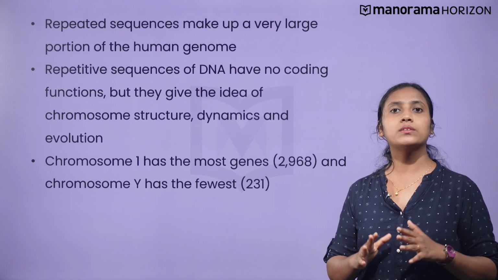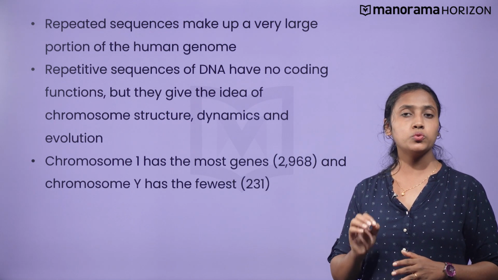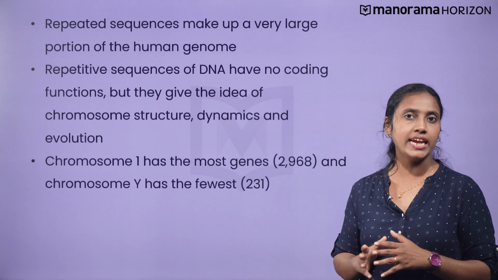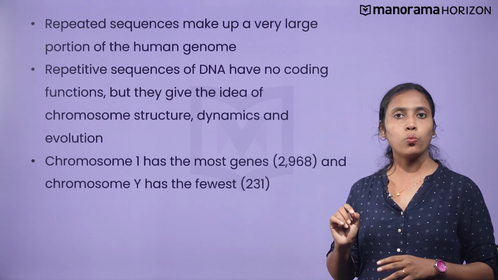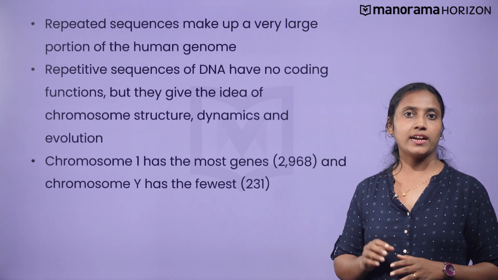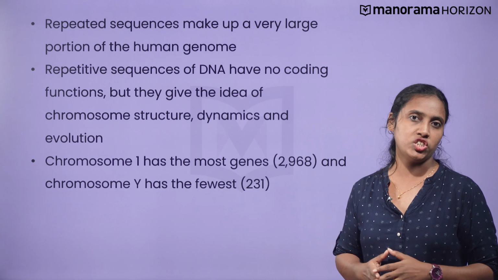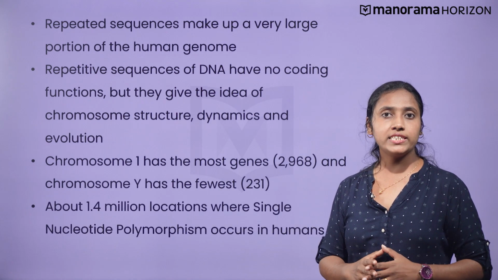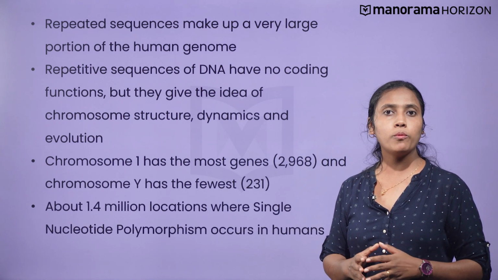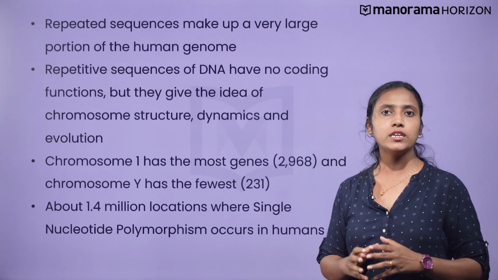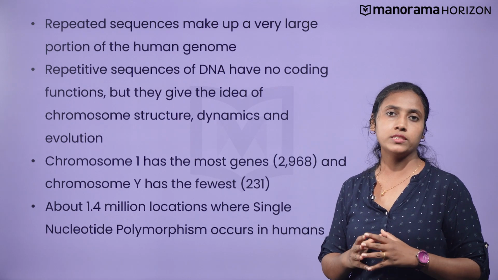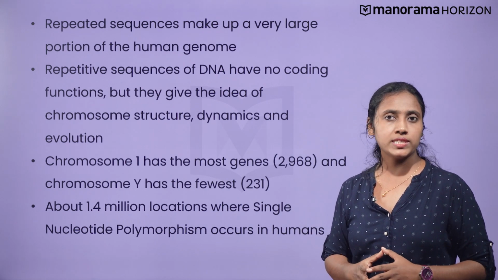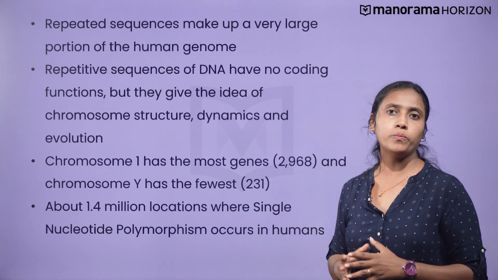Chromosome 1 has the most number of genes, that is 2,968 genes, and chromosome Y has the least, that is 231 genes. Scientists have identified about 1.4 million locations where single nucleotide polymorphisms occur in humans. These were the salient features of the Human Genome Project.